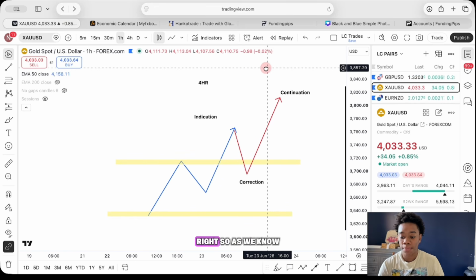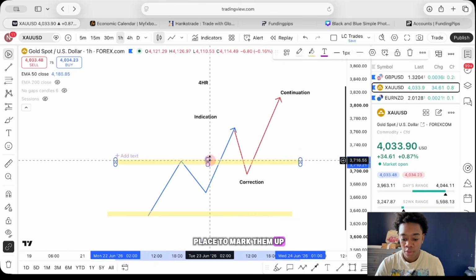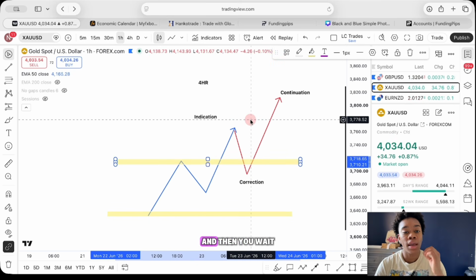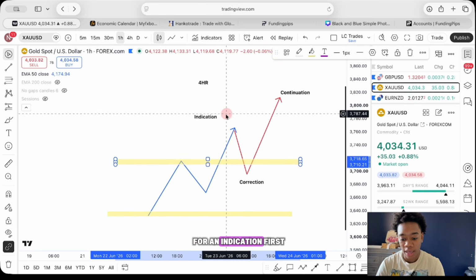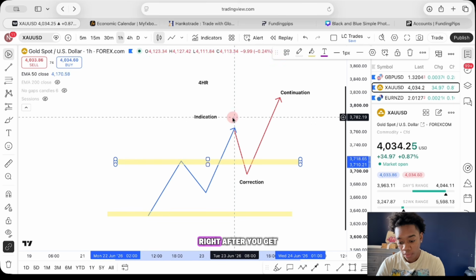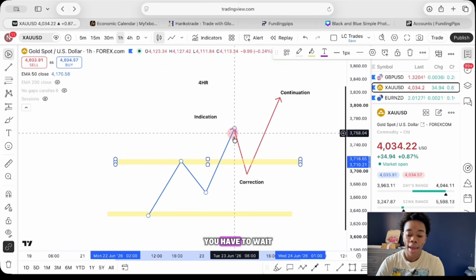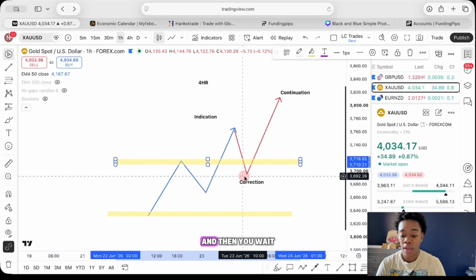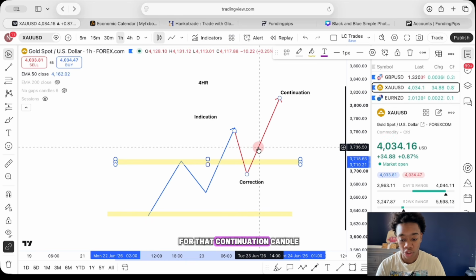Start on this side, right? As we know, and as you should know, we mark up our swing highs and swing lows on the 4-hour chart. That is the best place to mark them up. So you go ahead and find your swing high, find your swing low, and then you wait for an indication first, right? After you get the indication, you have to wait for a correction, or as I say, a retest of that area, and then you wait for that continuation candle.